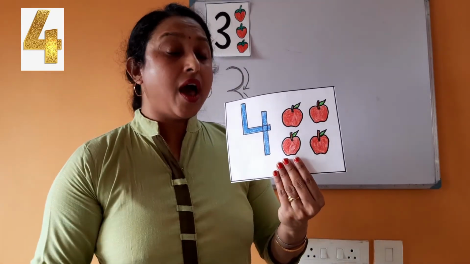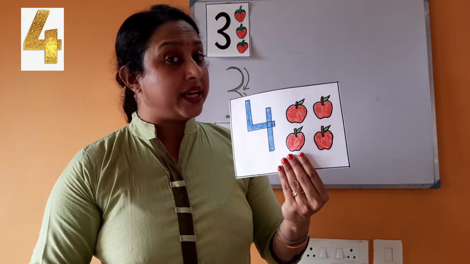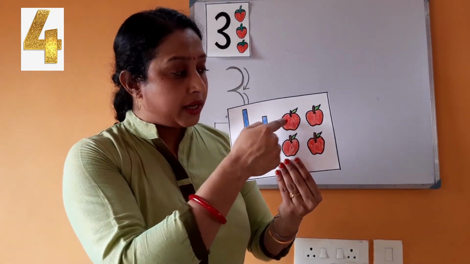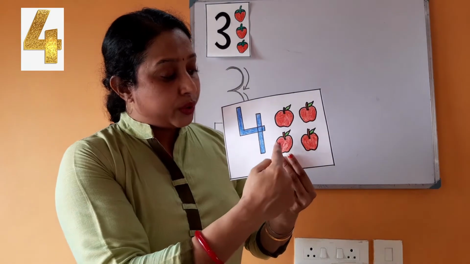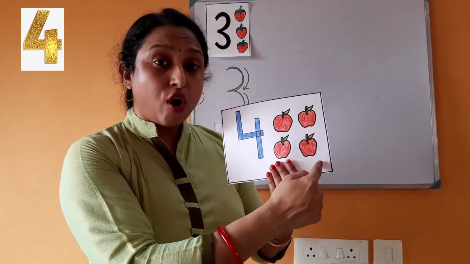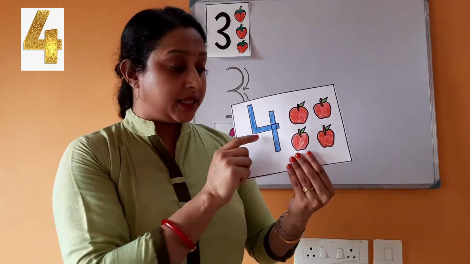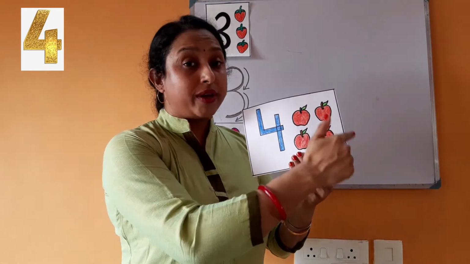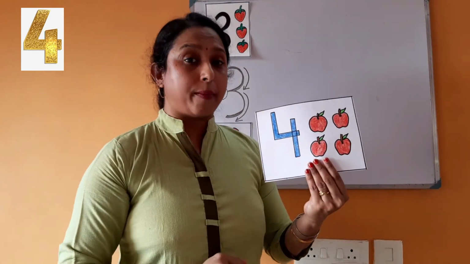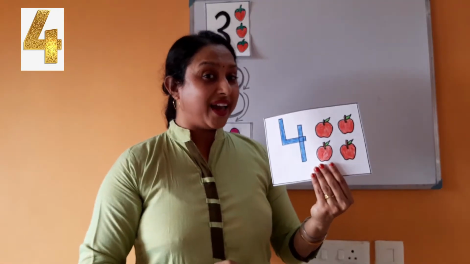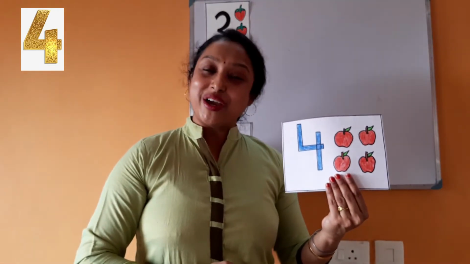So let's see how many apples are there. Please count. 1, 2, 3, 4. So there are 4 apples. This is number 4. And how many apples are there? 4 apples. And now again it's time to do the formation.